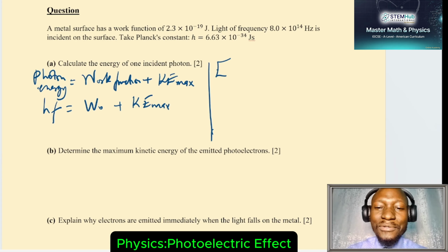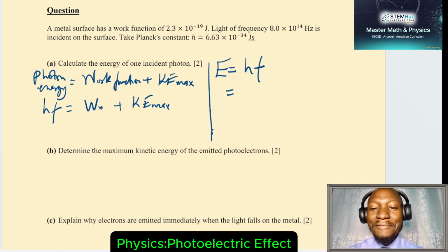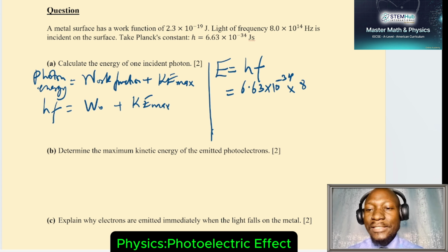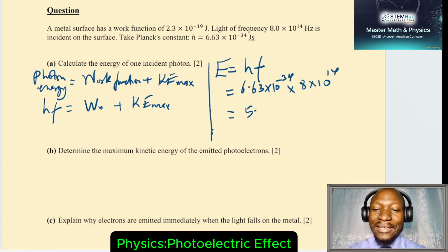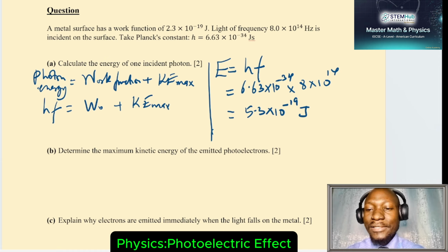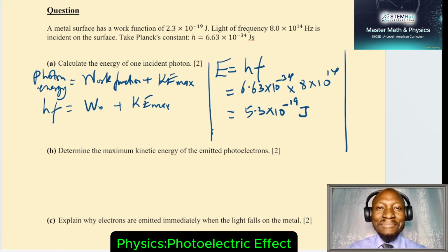The energy of a photon, from Einstein, is hf. h is the Planck's constant, 6.63 times 10 power negative 34. The frequency is 8 times 10 power 14 hertz. That gives 5.3 times 10 power negative 19 joules. This is the energy.